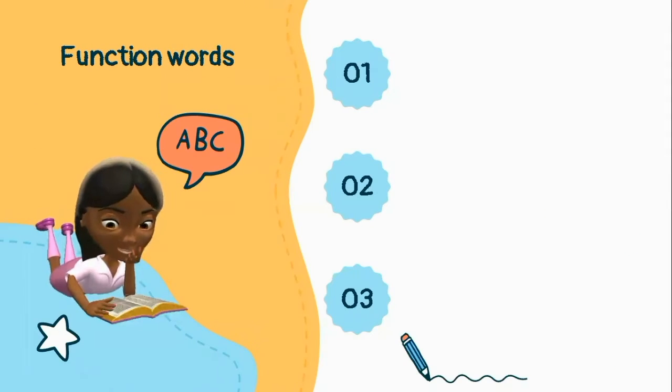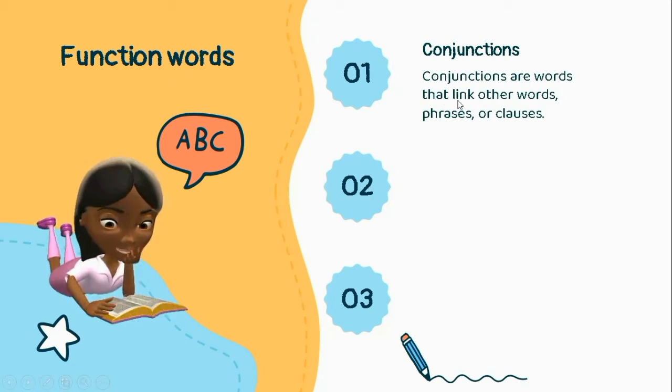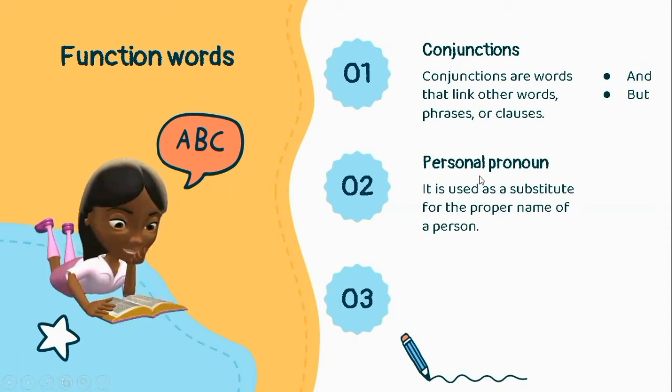Another type of words are function words. These are words that help you to create grammatical or structural relationships with the content words. They are divided into conjunctions. Conjunctions are words that link other words, phrases, or clauses, like and, but. Personal pronoun. It is used as a substitute for the proper name of a person, like they and you.